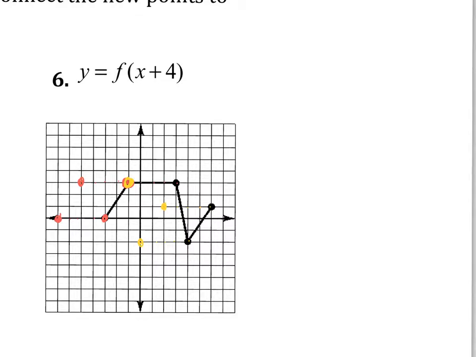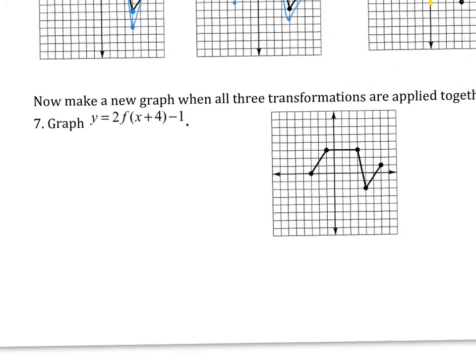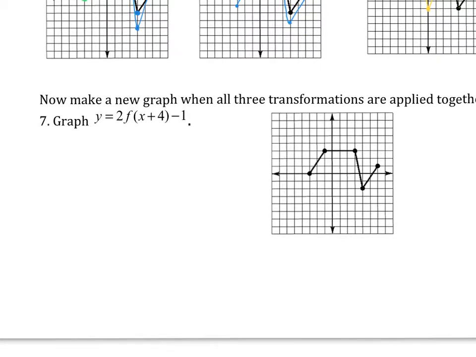So I'm going to connect the new dots, going up, flat line to there, and a check mark, kind of like right there. Again, this is a rigid transformation because the shape is exactly the same. We've only moved it left by 4. Now, what we want to do is take all of these and do it all at the same time. We're going to stretch it and shift it left and down.